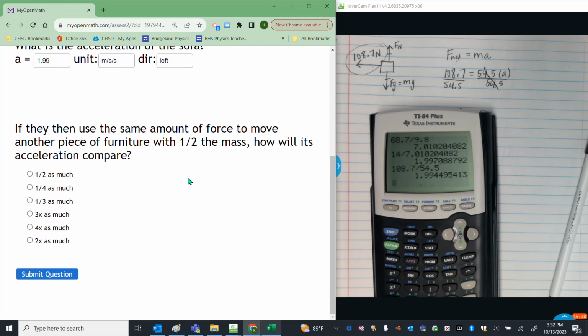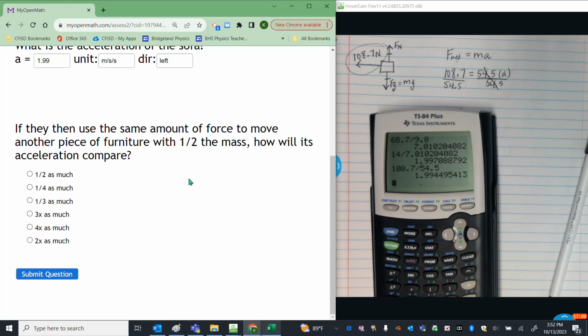The second part of the question says, if they then use the same amount of force to move another piece of furniture with half the mass, how will its acceleration compare? Okay, so again, we talked about this in class, but think about it logically. If you were to push two objects, one of them with a lot more mass than the other, the example I used in class was, what if you pushed a high school football player and then an elementary school girl? Okay, maybe she has half the mass that he does.